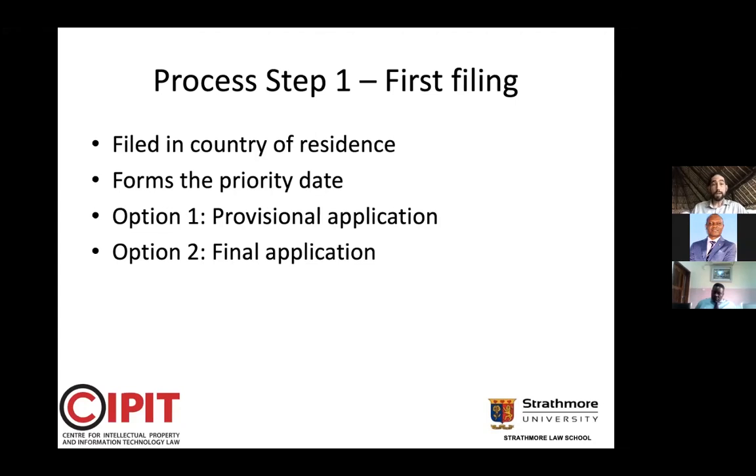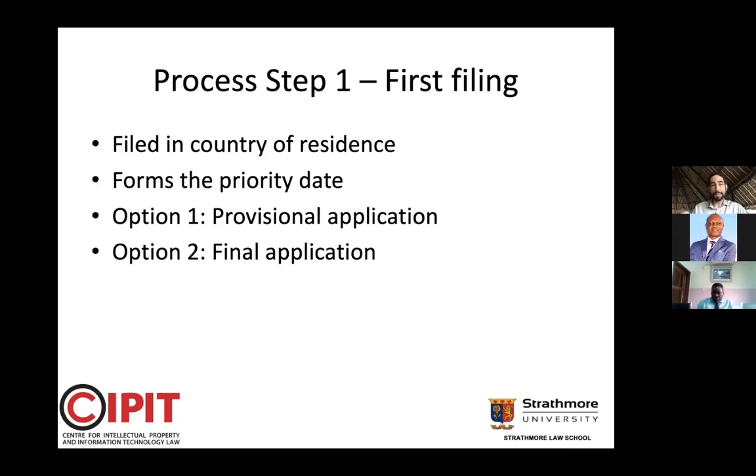So when you file your first filing, you have two options. You can file either a provisional or a final application. Actually, you have two additional options. In Kenya, you can file a patent or a utility model, and there are all four permutations of those two and two options. So you can file provisional utility model, final utility model, or provisional patent and final patent. All those four options, you have to decide which one you want.